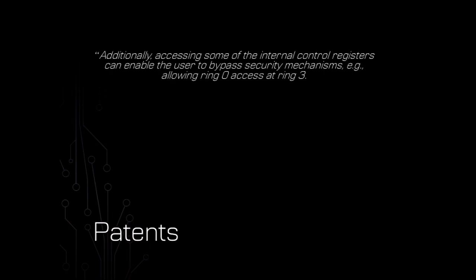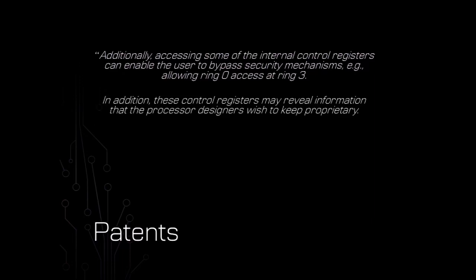So given this idea of this privilege model, of these rings of privilege on x86, imagine my surprise when I was sifting through patents and I saw this little blurb just sort of nonchalantly buried in the middle of a patent on a completely different idea. It said, "Additionally, accessing some of the internal control registers can enable the user to bypass security mechanisms, for example, allowing ring 0 access at ring 3." My head kind of exploded when I saw this. All of our security on x86 is based around this idea of rings of privilege, and this little blurb is telling me there may be some way to circumvent all of that in one fell swoop.